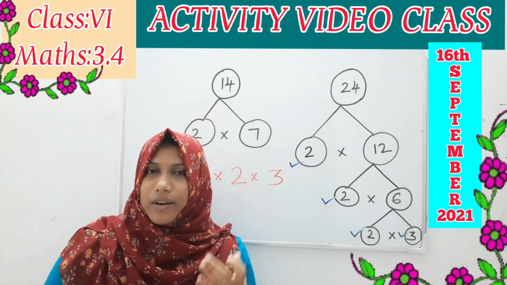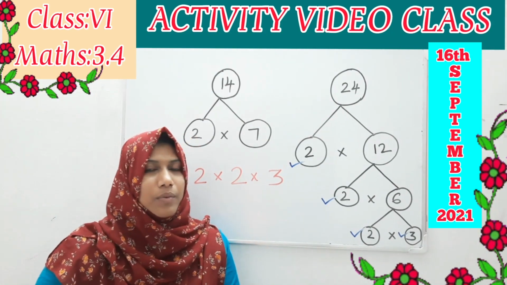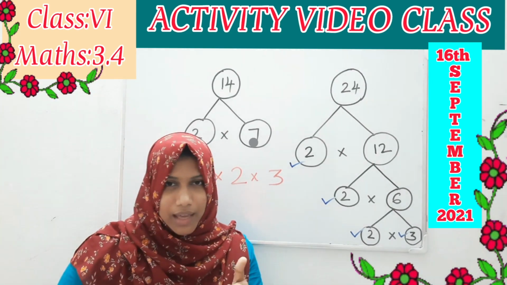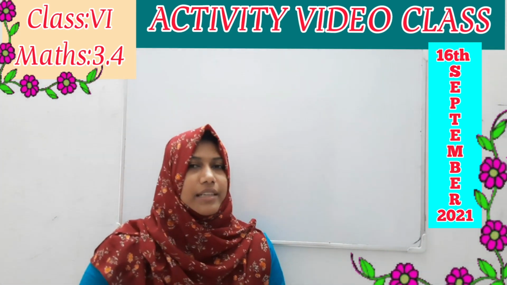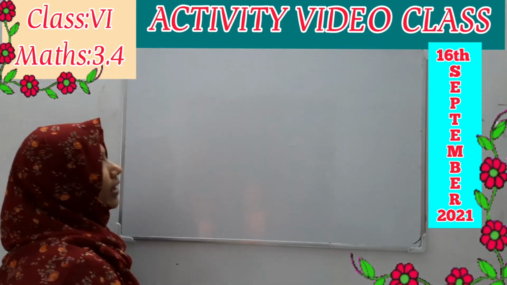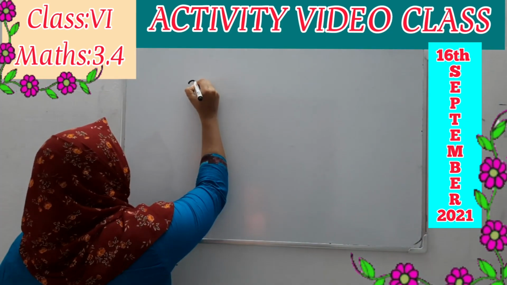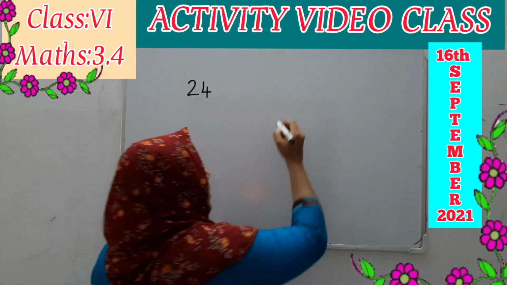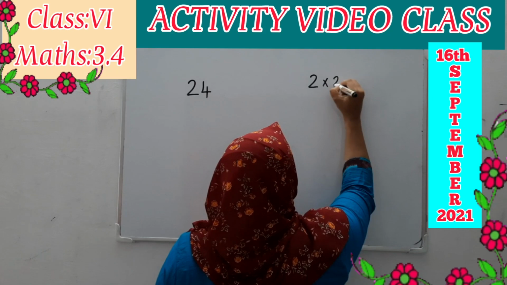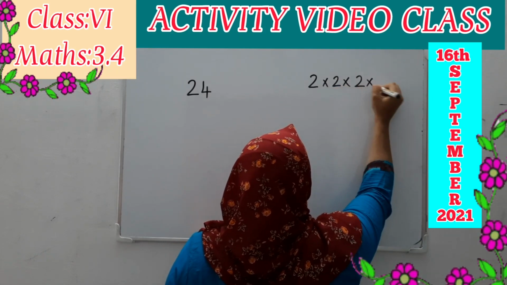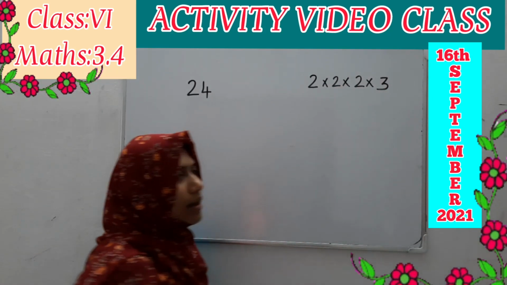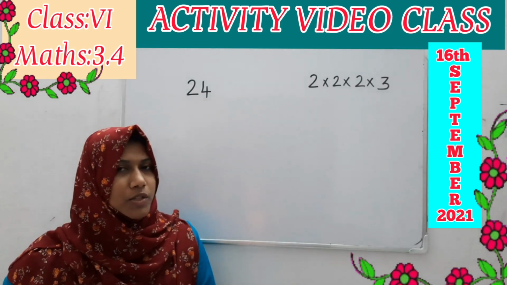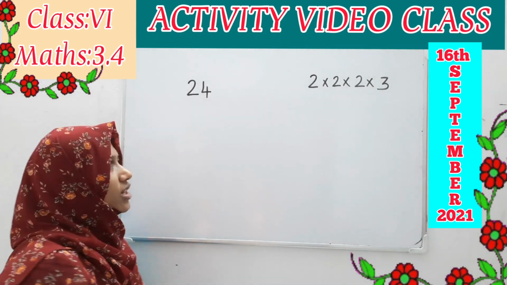For factorizing higher numbers, we need another method. The method is called repeated division. We know already 2 into 2 into 2 into 3 is the prime numbers product form of 24. So we can check together using repeated division.